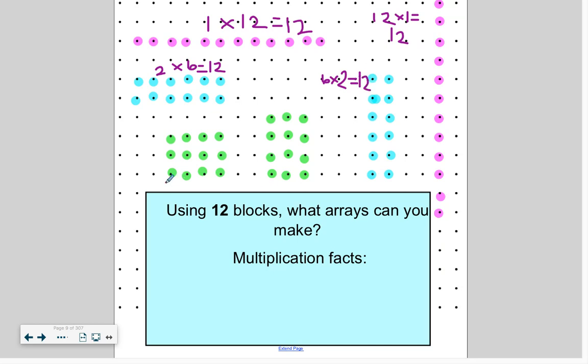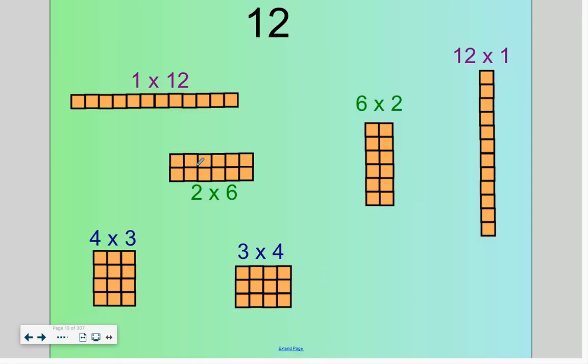We could also have a 3 by 4, or 3 rows of 4, which would give us 12, or 4 times 3. And notice again, I circled or highlighted each individual dot to show us the 6 different combinations. This is what it would look like with different squares. So notice there's 2 squares by 6 squares, 6 squares by 2, 12 by 1, 1 by 12, 4 by 3, and 3 by 4.